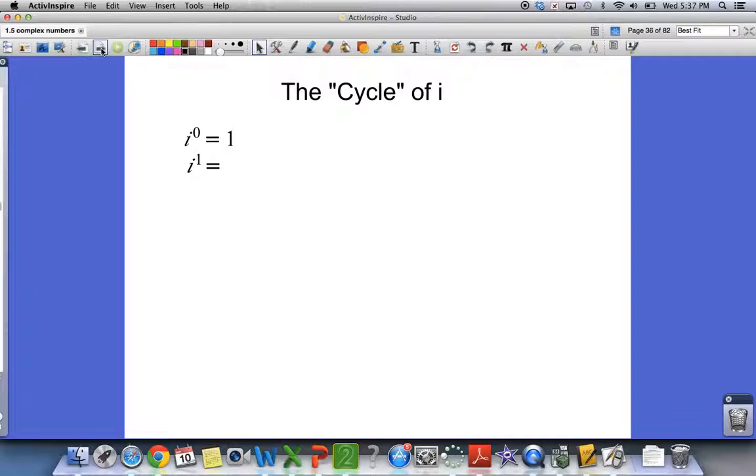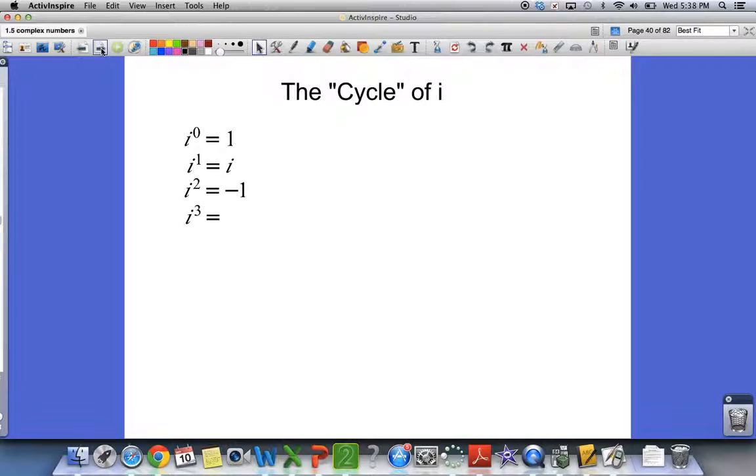What's i to the first power? Well, anything to the first power always equals itself. That's pretty self-explanatory. What is i squared? Well, Euler already gave us the definition for i squared. i squared is -1. Remember, if I square root both sides, I get i is equal to the square root of -1. So i squared, we already know by definition, is -1.